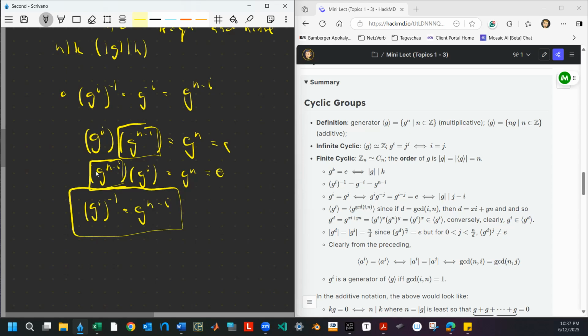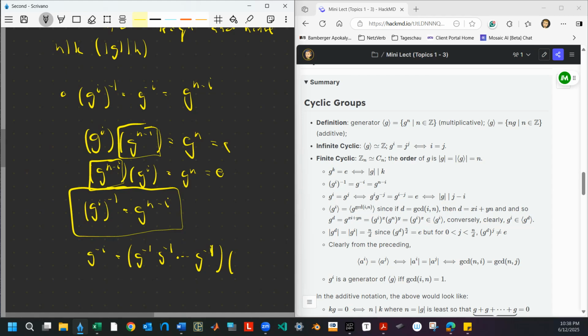Let's see, the other one I claim here is that g^(-i). What do I actually mean by g^(-i)? I literally just mean g^(-1) multiplied i times. And the claim is that this is also equal to (g^i)^(-1). So I can multiply that by g^i, but how do I write g^i?